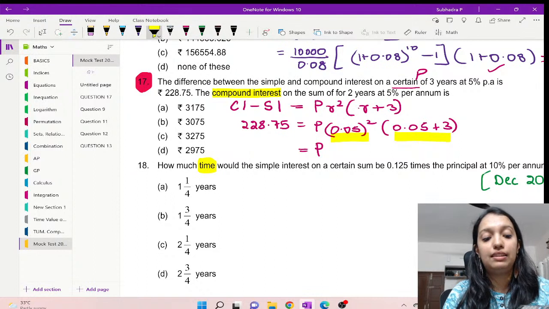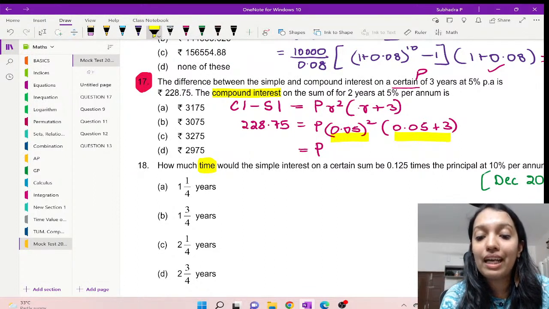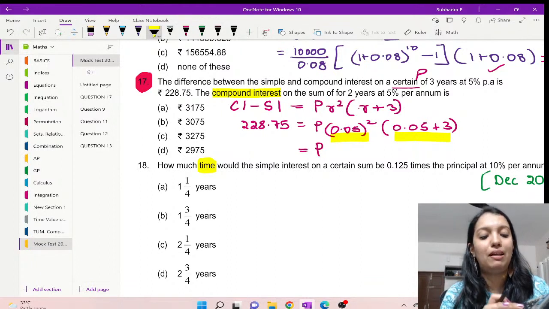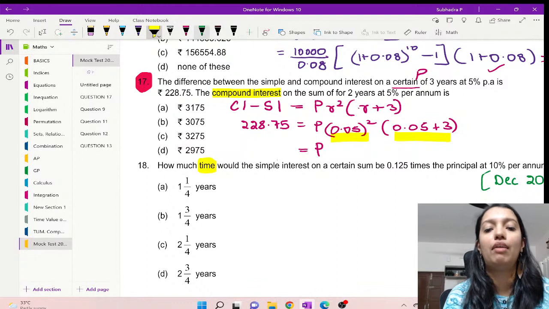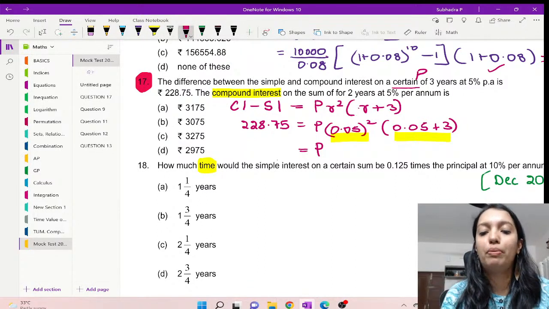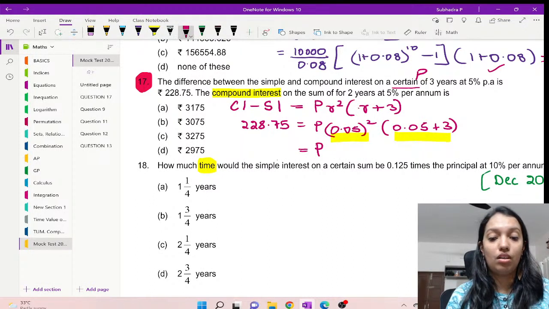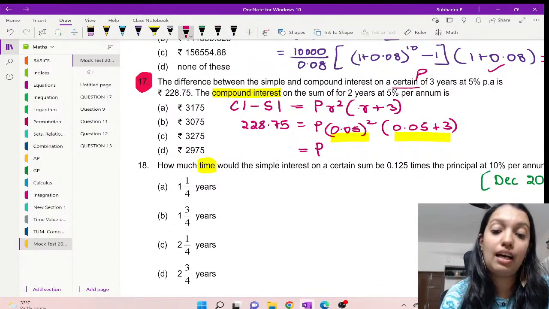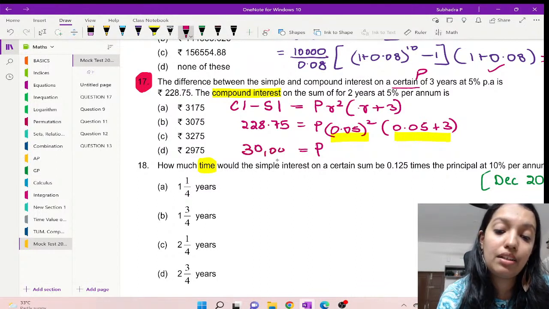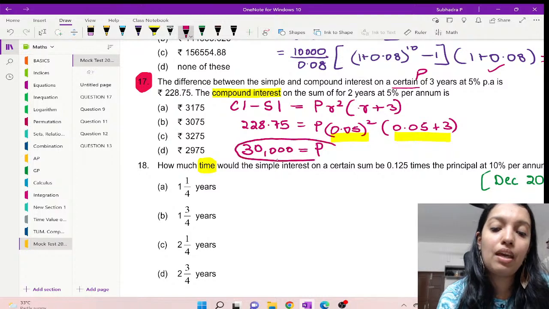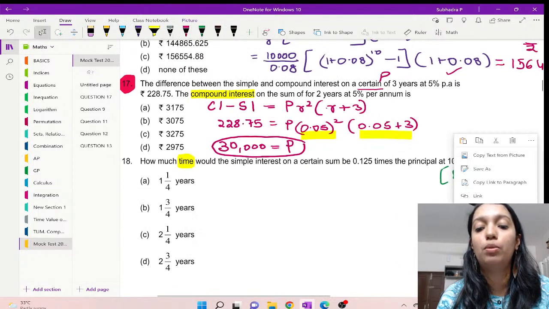You got some answer, 0.007625. You have to divide it, correct? But I already got this part in my calculator. What will I do? I'll press divided by equal to. We have learned all this in the classroom. So press divided by equal to. 228.75, correct? So 228.75 into that, I'm getting the value in my calculator as 30,000. So the P value is equal to 30,000 rupees.